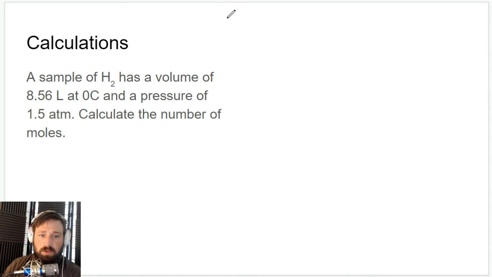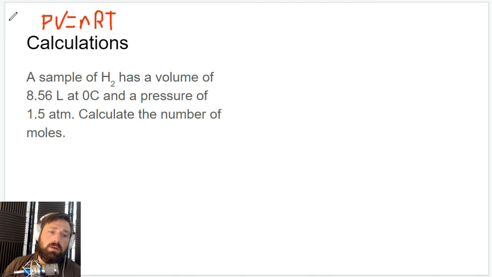Now, one thing I like to do whenever I realize that this is a PV equals nRT problem is just to, of course, write it down. PV equals nRT. So how do I even know that this is a PV equals nRT problem? Well, for starters, we're talking about a gas, hydrogen gas, H2. We have volume that is given to us. We have a temperature and we have a pressure. Now, we have all of that, and it's asking us to calculate the number of moles.